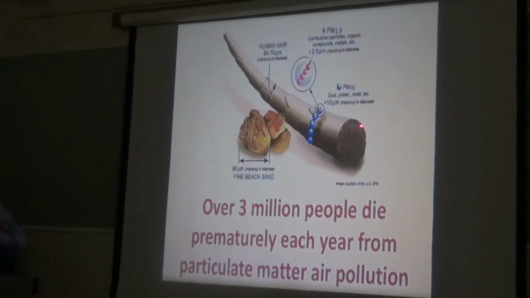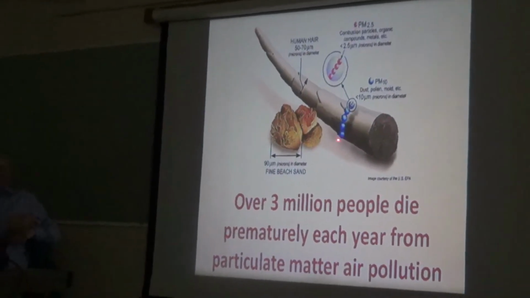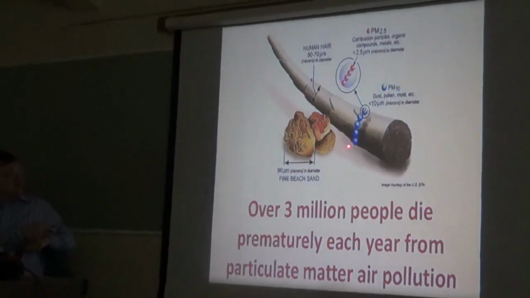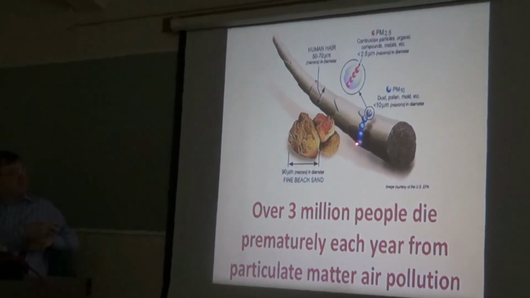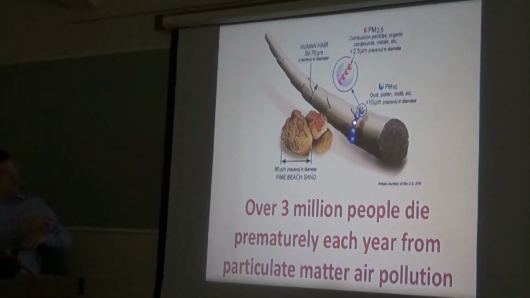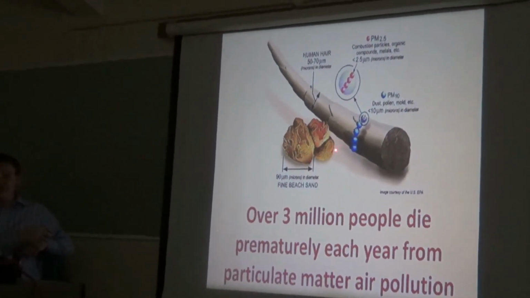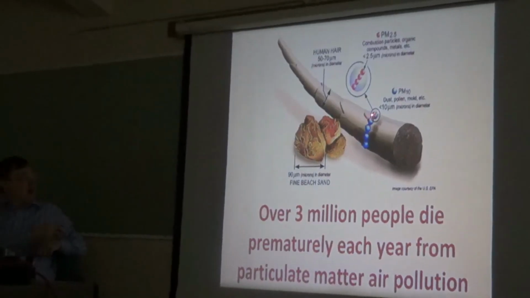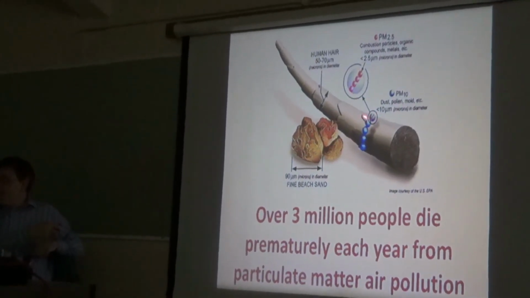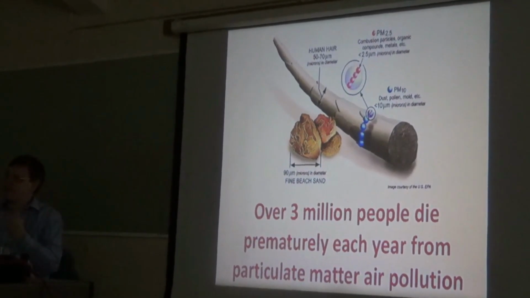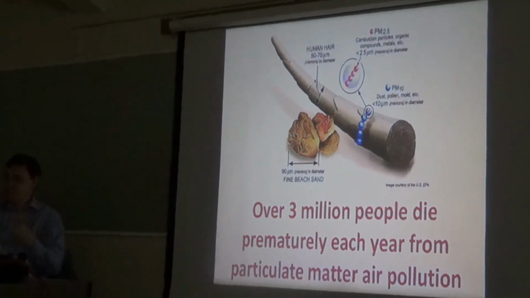This is a human hair for scale, and PM10, which is one of the types of air pollution, is particles that are less than 10 micrometers in diameter, and they're these blue bits, so they're still fractions of a human hair. And PM2.5, which is one of the more deadly types of air pollution, are these tiny little pink dots on these blue circles. So they're absolutely tiny, and they kill lots and lots of people.